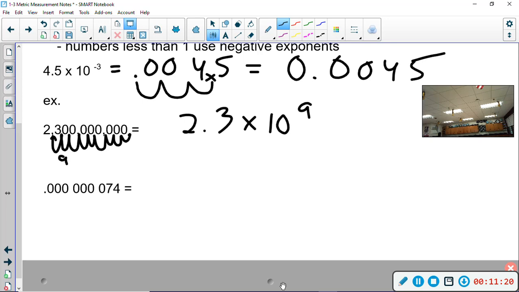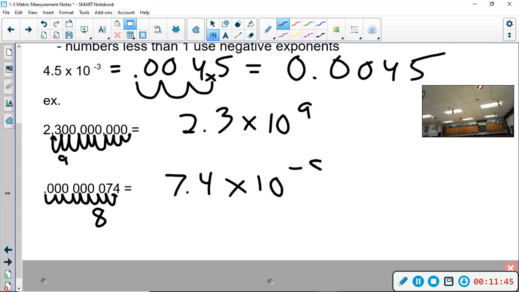All right, if I get a decimal one, then you're going to count the jumps to get between the 7 and the 4, because again, you have to have a number between 1 and 10. 1, 2, 3, 4, 5, 6, 7, 8. So that was 8 jumps total I counted. So it's going to be 7.4 times 10 to the negative 8. All right, so again, the difference between that, so 7.4 times 10 to the minus 8, that's going to be a decimal number. If you have a positive exponent, it's a big number. So make sure you know that difference.